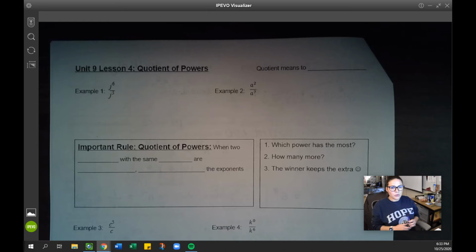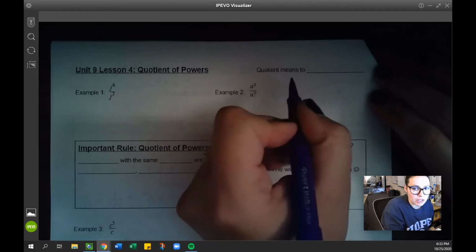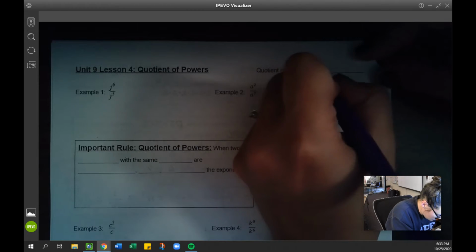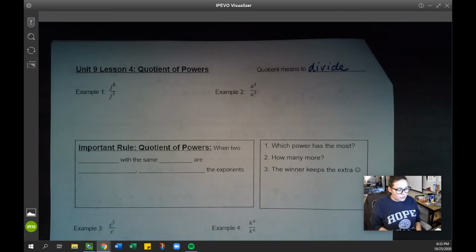All right, here we go with the Quotient of Powers notes video. Product means to multiply, but quotient means to divide. So in this lesson, we're going to look at what happens when we divide powers.